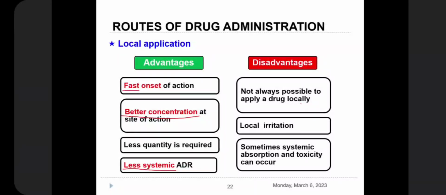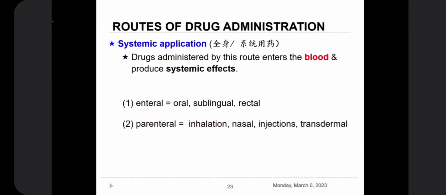But it's very light, not so serious. Okay, this is a local application. Next one is systemic application. I have said to you, it means the drug will enter into the circulation, the blood, and then give its action on the whole body, including the therapeutic effect and the adverse effect.